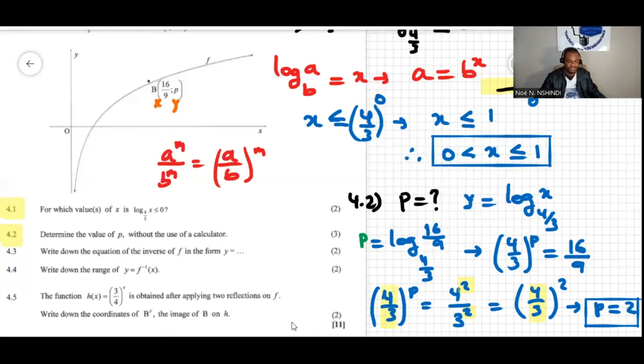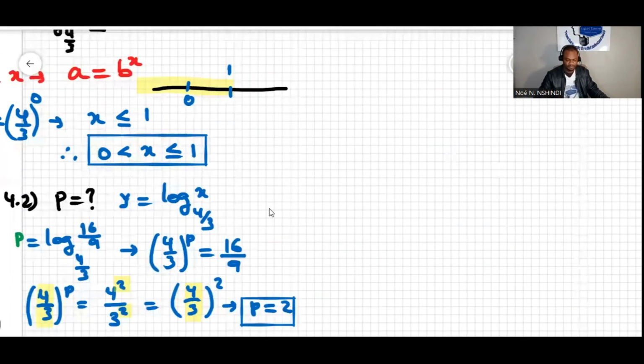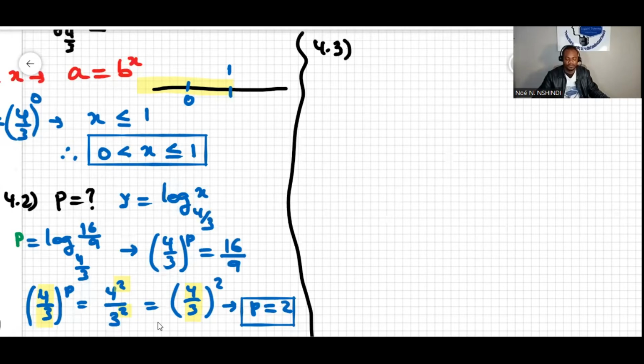And then comes question 4.3. The question says write down the equation of the inverse of f in the form y equal to. So I'm going to do it over here. Move my board like that. Question 4.3. So we're looking for the inverse of f. We're looking at f minus 1, but in the form y equal to.